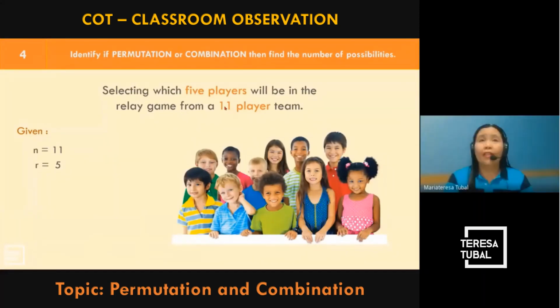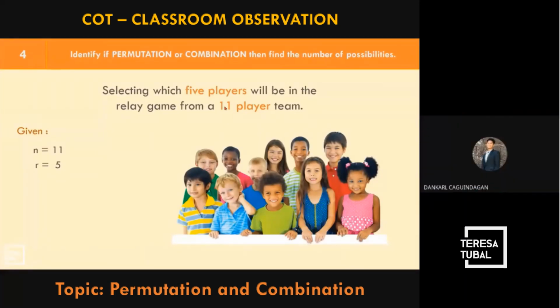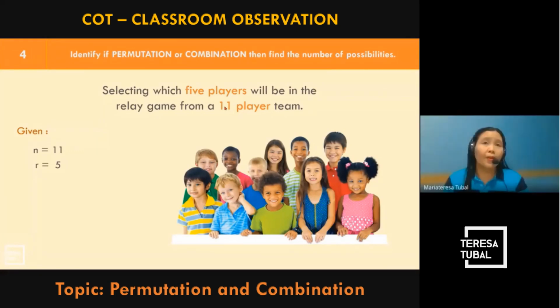Ma'am. Dankar? Yes? Permutation or combination? Combination po. Okay, combination. Why combination? Kasi wala naman po sinabi kung ilan po yung maglalaro. Okay. So, walang sinabing first, wala rin position. So, this example is a combination.